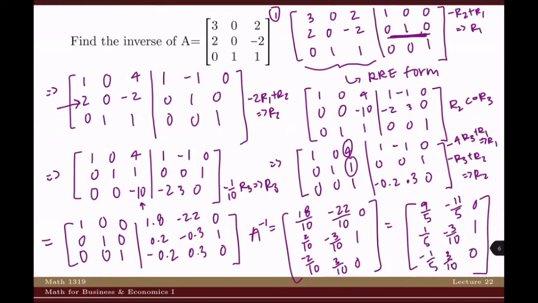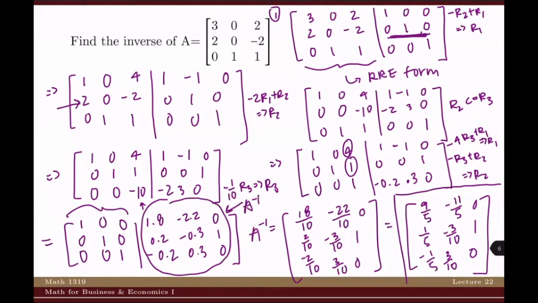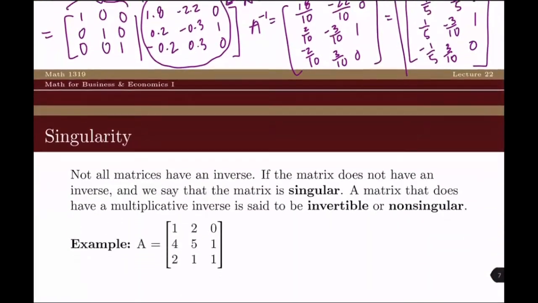And that is it. So basically, once you've completely reduced your matrix and you have it in reduced row echelon form, whatever is on the right side of this augment is going to be your A inverse. And that's how you find the inverse of a 3 by 3 matrix. It's a much longer process, but we have completed it. Okay, let's keep moving on.